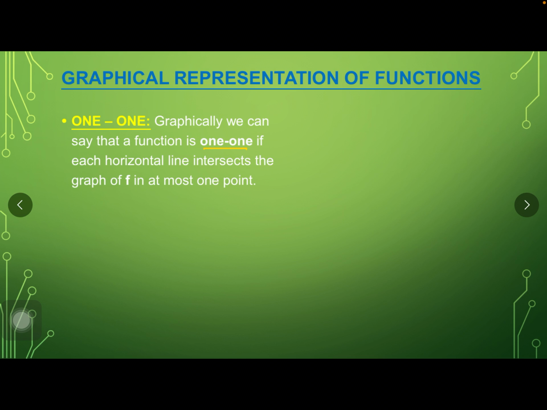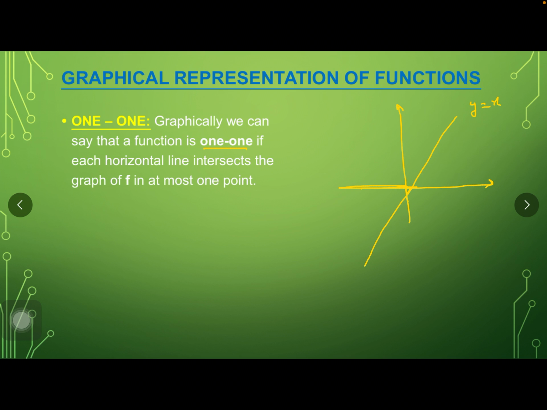Next, how can we represent one-one and onto functions graphically? So first is one-one. Graphically we can say that a function is one-one if each horizontal line intersects the graph of f in at most one point. Suppose this is our x-axis and this is our y-axis, right? So each horizontal line intersects the graph of f at at most one point.